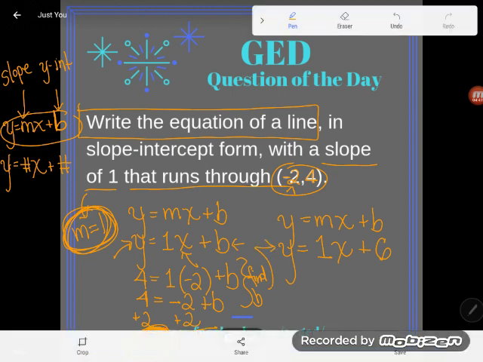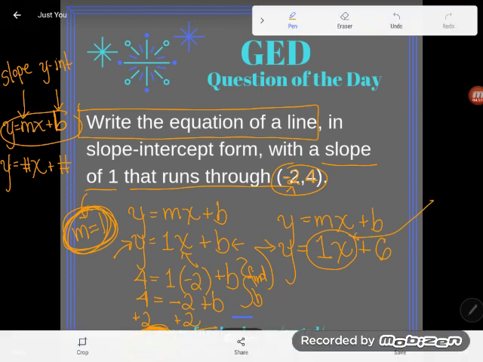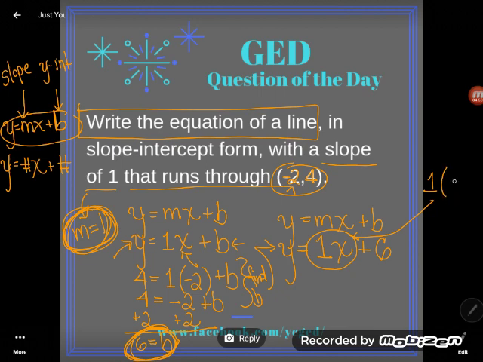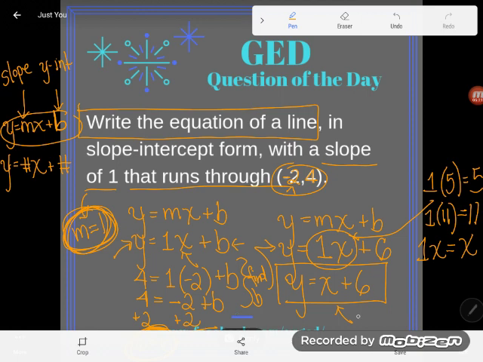Now, this is correct, but it is not yet done because it's not simplified. The GED and your math teachers are going to expect that you can simplify 1 times x. 1 shoved up against x means that 1 and x are multiplying. And they're going to expect that you know how to multiply 1 times anything. Like, for example, 1 times 5 is 5. 1 times 11 is 11. When you multiply by 1, nothing happens. So guess what? 1 times x is just x. So y is equal to x plus 6 is my final answer, and I'm done. This is an equation of a line in slope-intercept form.